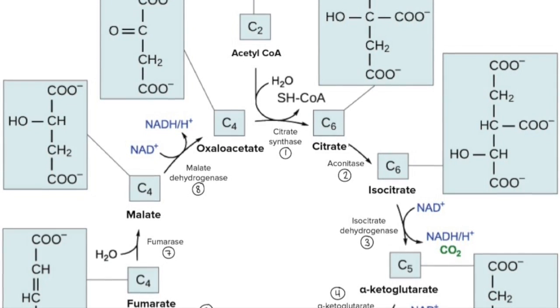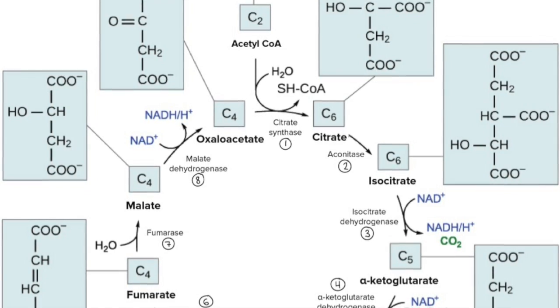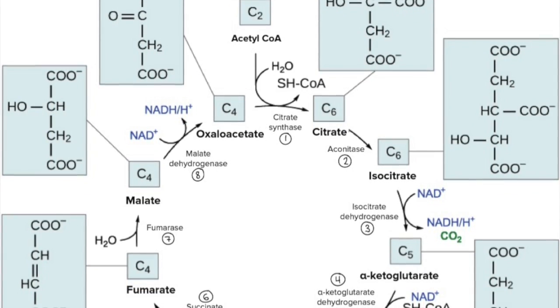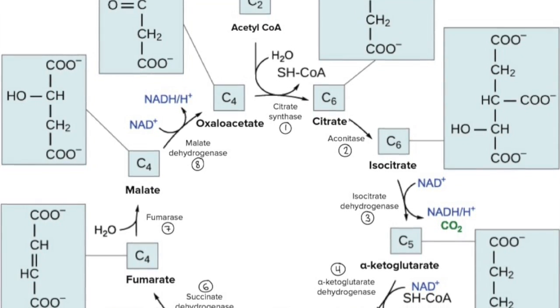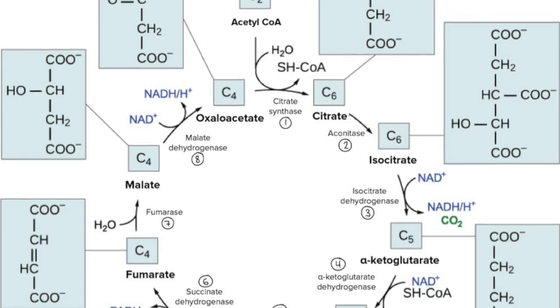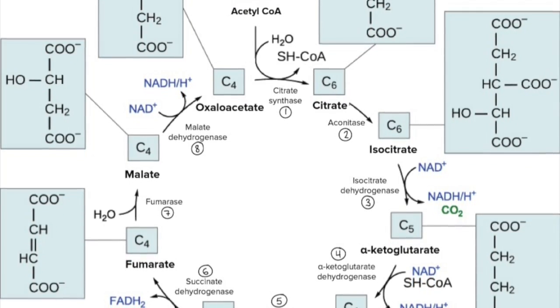After isocitrate is formed, it's oxidized, and it then releases a molecule of CO2 and leaves behind a 5-carbon molecule called alpha-ketoglutarate. During this step, NAD+ is reduced to form NADH. The enzyme catalyzing this step is isocitrate dehydrogenase.